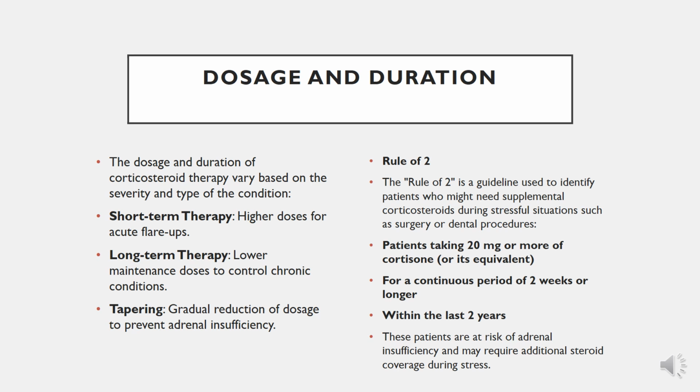The rule of two is a guideline used to identify patients who might need supplemental corticosteroids during stressful situations like surgery or dental procedures. Patients taking 20 milligrams or more of cortisone or its equivalent for a continuous period of 2 weeks or longer within the last 2 years are at risk of adrenal insufficiency and may require additional steroid coverage during stress. Hence, we should double the dose if any crisis occurs.